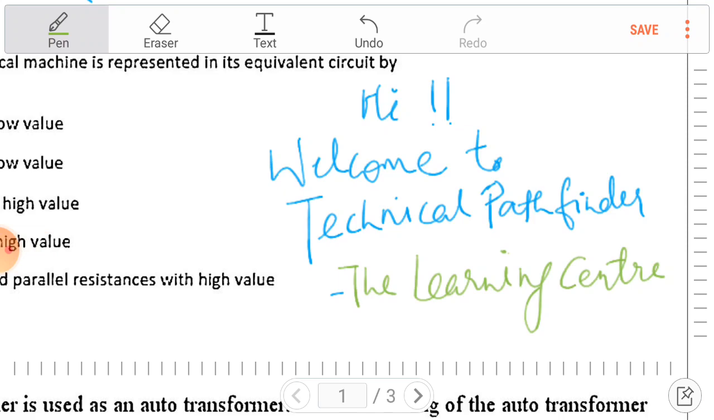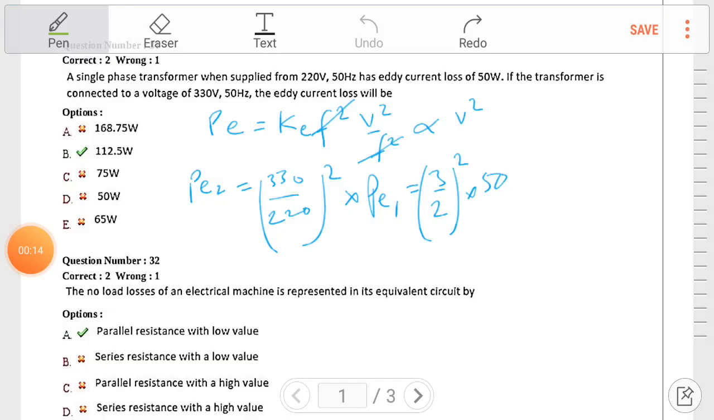In this session, I am presenting the multiple choice questions for electrical engineers. Let's start with the first question.